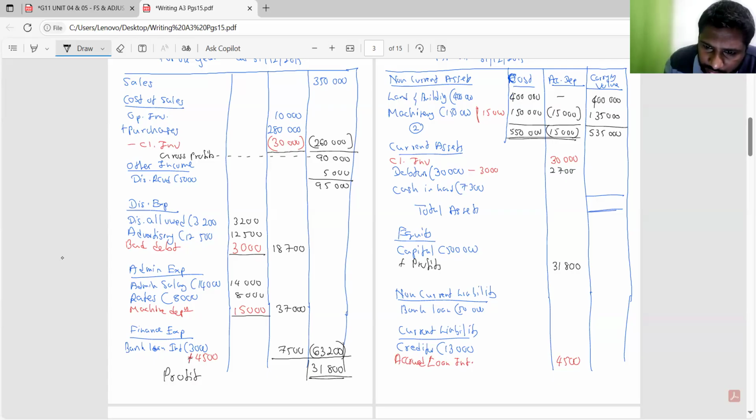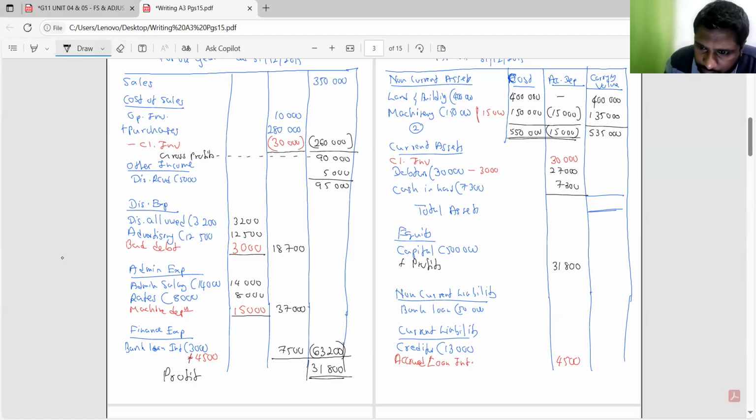Here 27,000, 7,300. 34,300, 64,300. Total 599,300. Here capital 500,000, plus profit 531,800. Bank loan 50,000. Then 17,500.